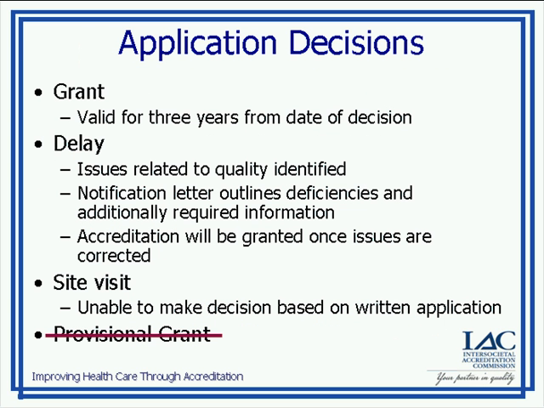There are three possible application decisions that a laboratory can get. The first is that you're granted accreditation right off, and it's valid for 3 years. The second is a delay in accreditation. That means that there are some issues that need to be resolved, that need to be remedied by your facility. We tell you exactly what those are, and then we tell you what additional documentation you need to submit to us. You'll get a letter after the board of directors meets. And then once you straighten out those things, accreditation is easily granted.